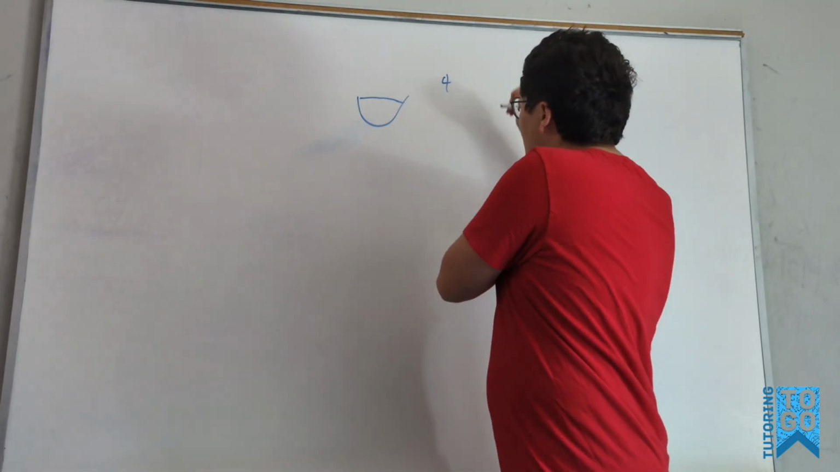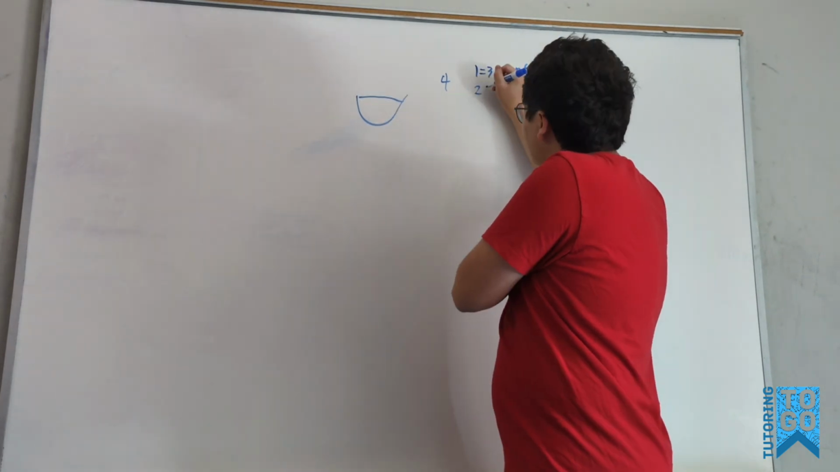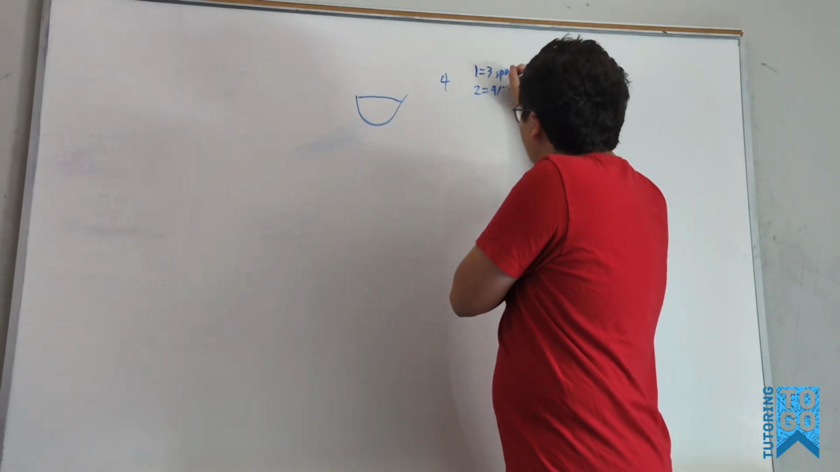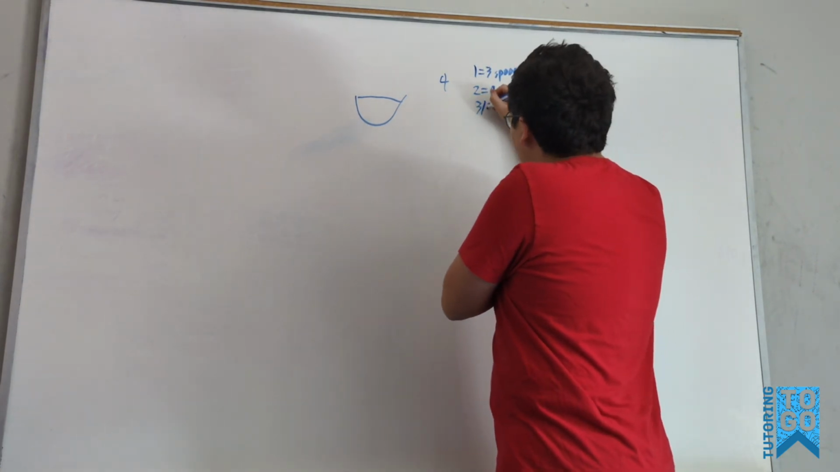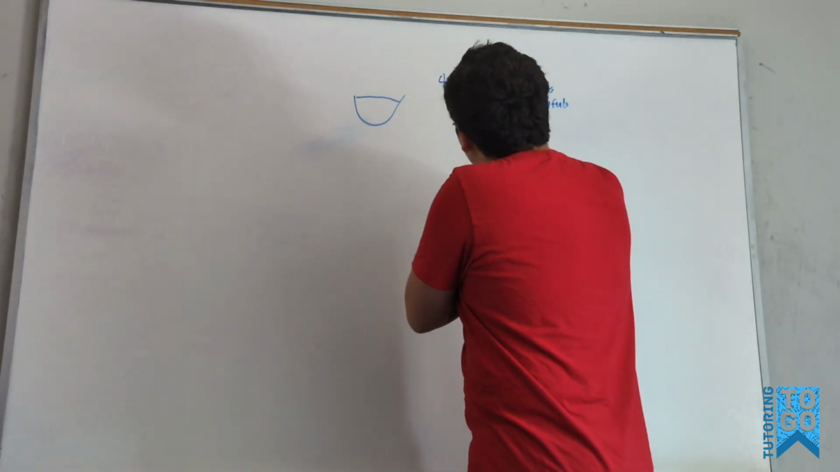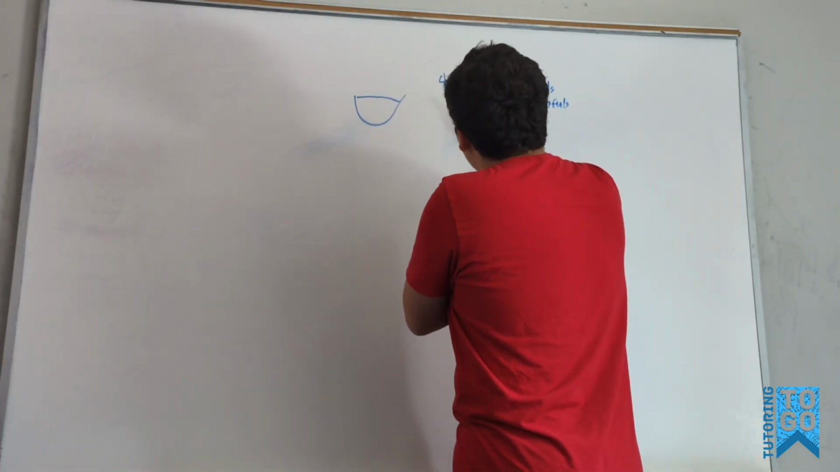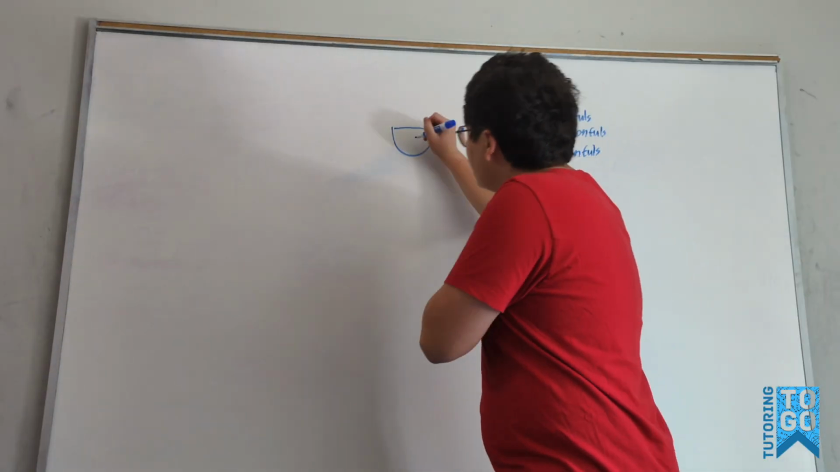So let's say of your 4 family members, one of them will eat about 3 spoonfuls. The second one will eat either 4 or 5 spoonfuls. The third one will eat 3, 4, or 5. And then you will eat an even 3. So the recipe you're using gives you about, let's say, 16 spoonfuls.